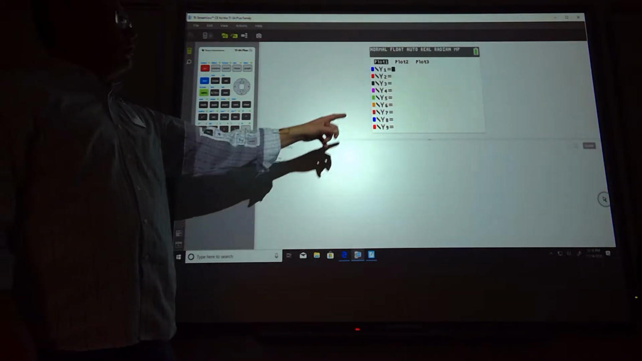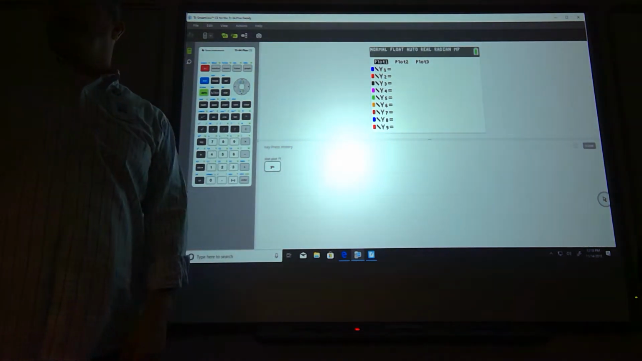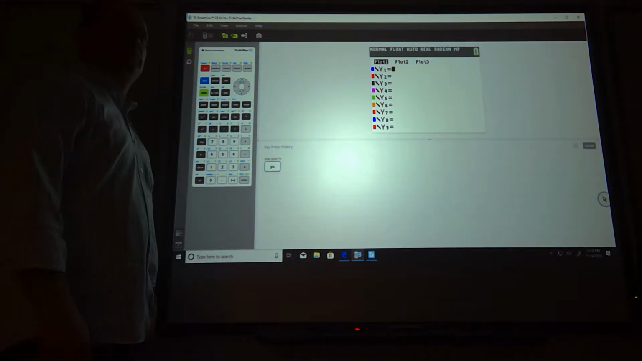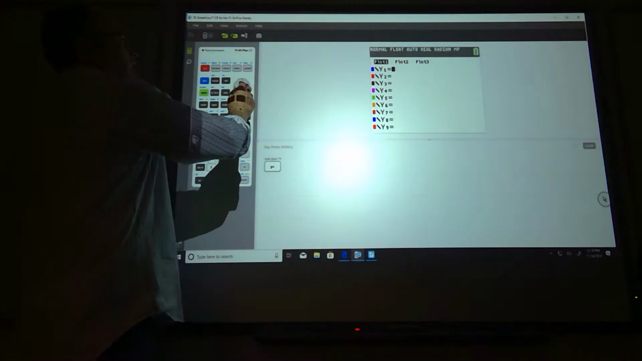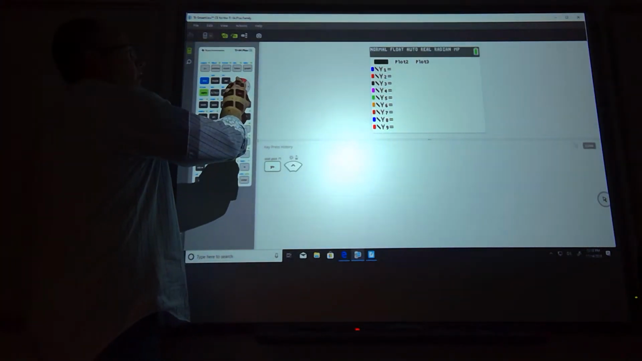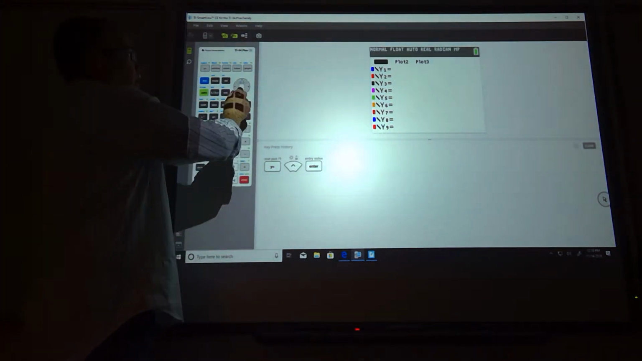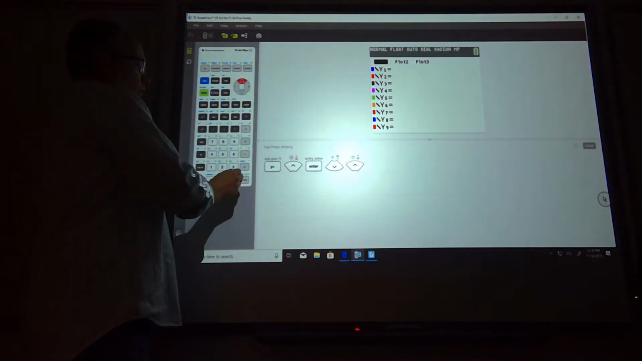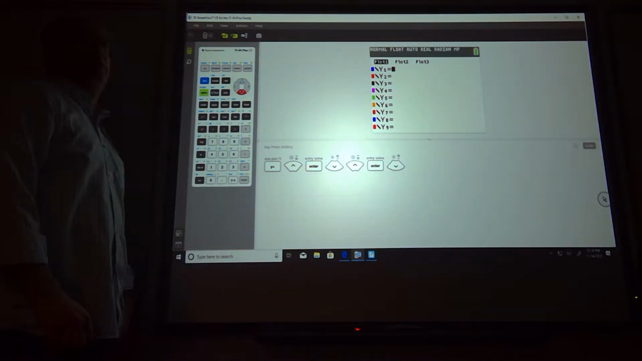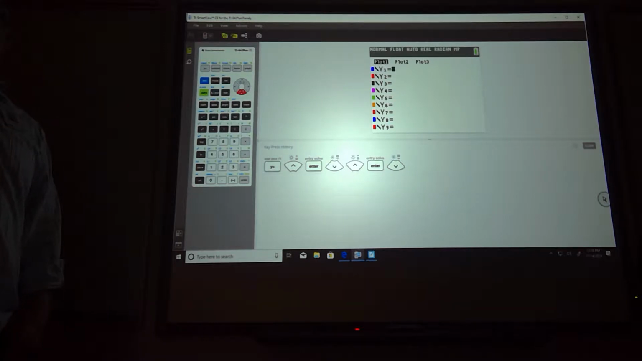Under your y equals, is your plot 1 on? No, it isn't? If your plot 1's not on, here's another way to turn it on. You can just go up there and hit enter. I just turned mine off. If I want to turn it back on, how do you know it's on? It's dark like that.